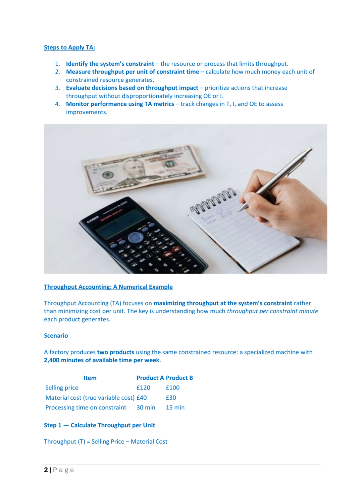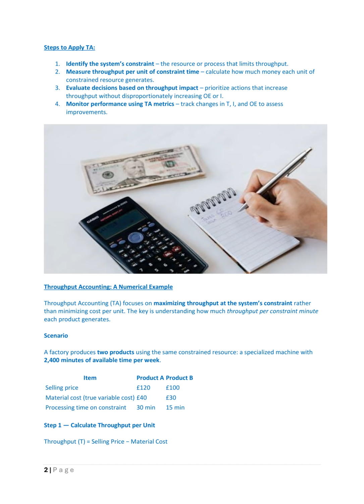To illustrate this, consider a factory with a specialized machine, the constraint, that operates 2,400 minutes per week producing two products. Product A sells for £120 with material costs of £40 and requires 30 minutes on the machine, while product B sells for £100 with £30 material costs and needs 15 minutes on the machine.